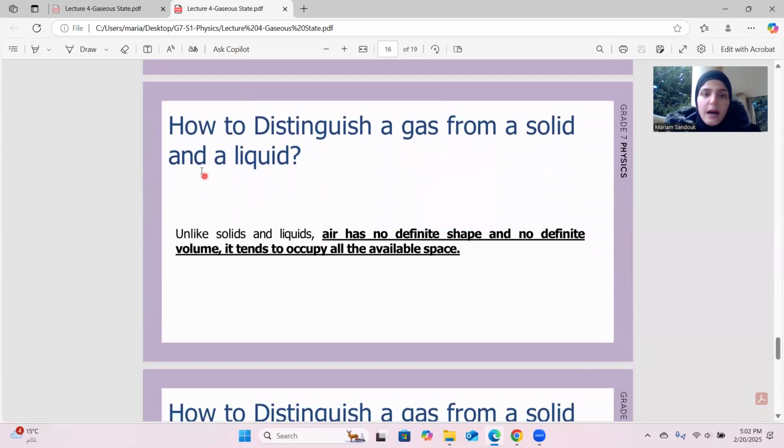Now, how to distinguish a gas from a solid and a liquid? So, unlike solids and liquids, air has no definite shape and has no definite volume. It tends to occupy all the available space, like air surrounding us. We cannot see a shape for air or for gases, and it has no definite volume. It occupies all the available space.